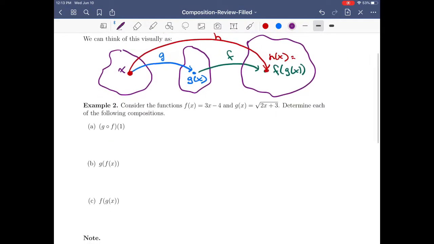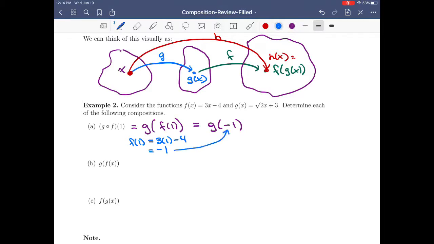So let's just do an example. Consider the functions f of x is 3x minus 4, and g of x is the square root of 2x plus 3. We want to determine each of the following compositions. First, g composed with f of the number 1. So this is g of f of 1. We want to compute f of 1 first, so maybe I'll do that underneath. We plug the number 1 into f, so we get negative 1. That's our new input to g. Now in g, we simply put in negative 1, so it's the square root of 1, which is 1. So we would say that g composed with f of the number 1 is also the number 1.